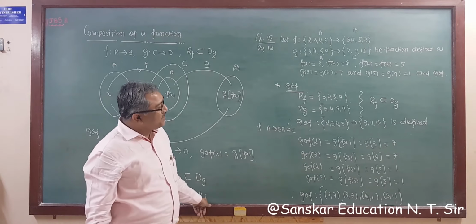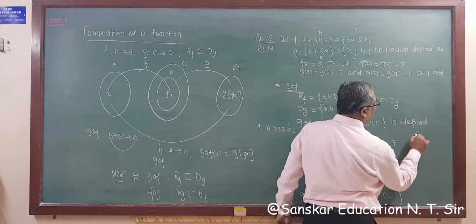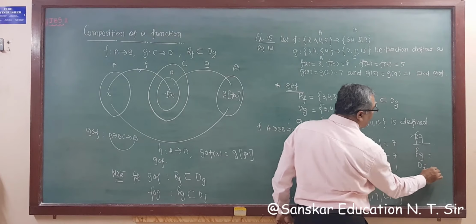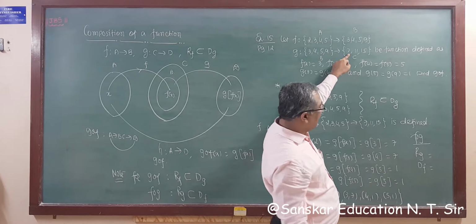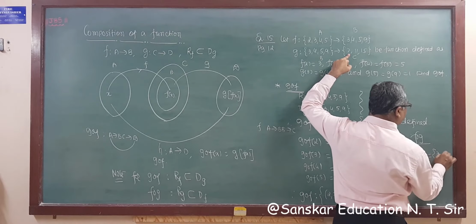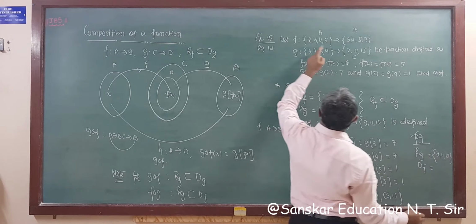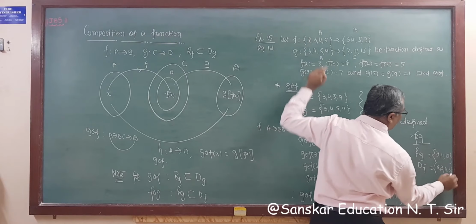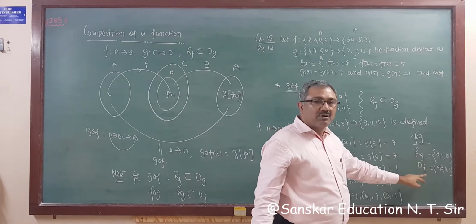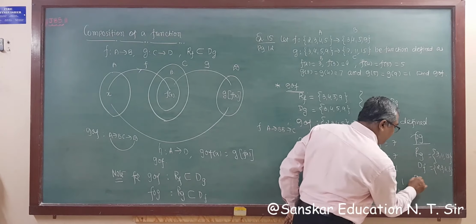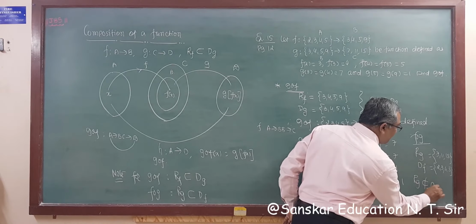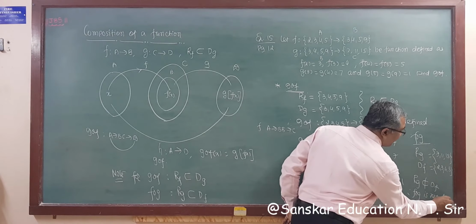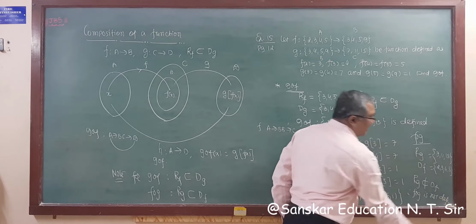Suppose we want to find F over G, then what happens? For F over G, the range of G should be a subset of the domain of F. Now the range of G is 7, 11, 15, and the domain of F is 2, 3, 4, 5. So it is clear that the range of G is not a subset of the domain of F. Therefore F over G is not defined. Right? F over G is not defined.